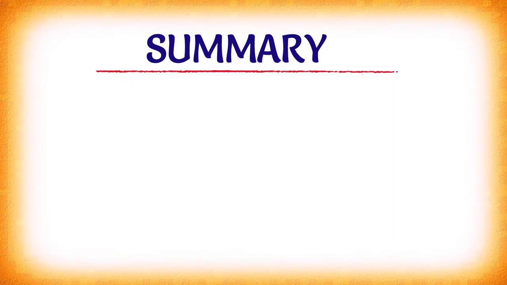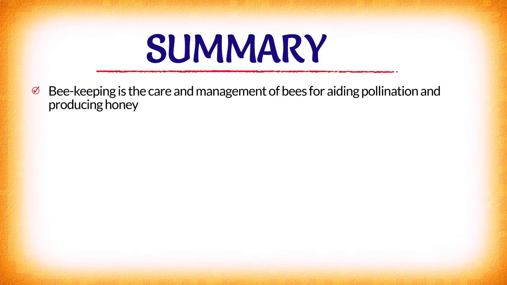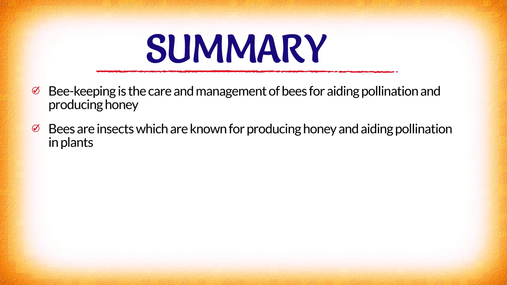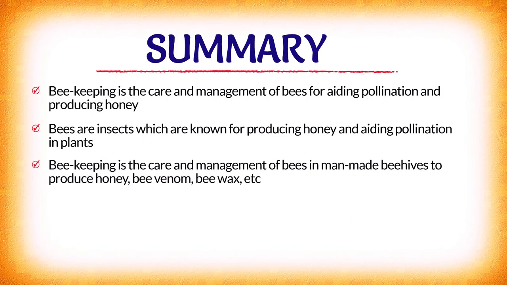Before we go, let's take a quick summary of what we have learned today. In today's class, we learned that beekeeping is the care and management of bees for pollination and for producing honey. We also learned that bees are insects which are known for producing honey and aiding pollination in plants. Next, we learned that beekeeping is the care and management of bees in man-made hives to produce honey, bee venom, bee wax, and other bee products.